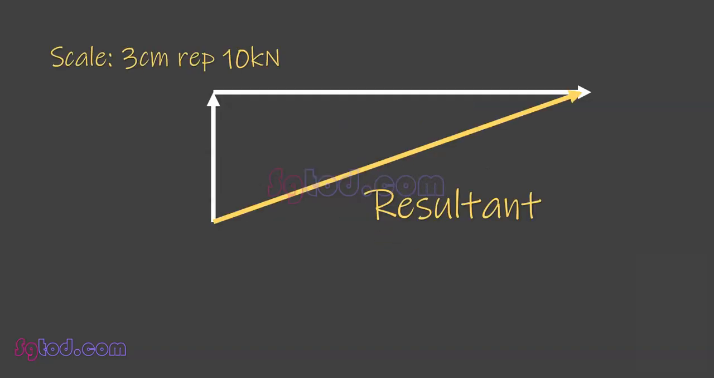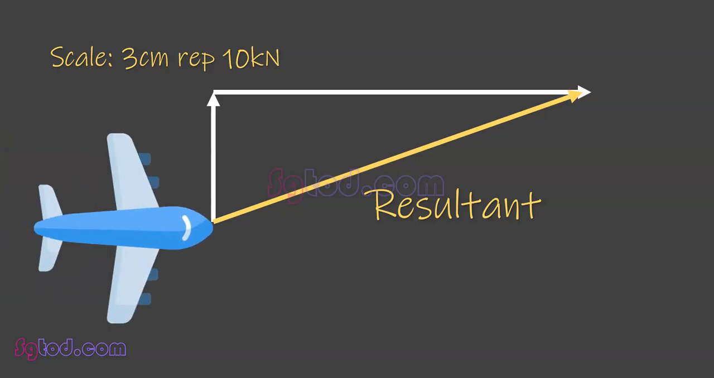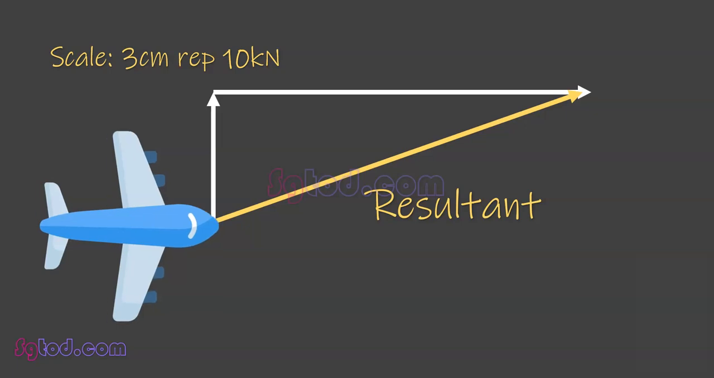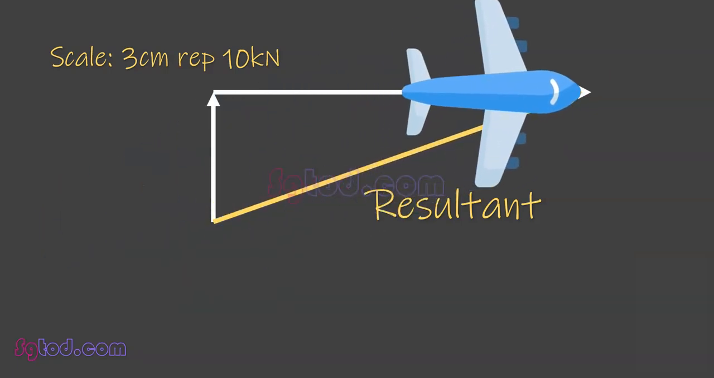What this whole thing means is that initially the airplane is flying eastward. When there's a wind producing a force of 10 kN, the force changes the direction of the aeroplane. The aeroplane now travels at an angle towards the northeast.